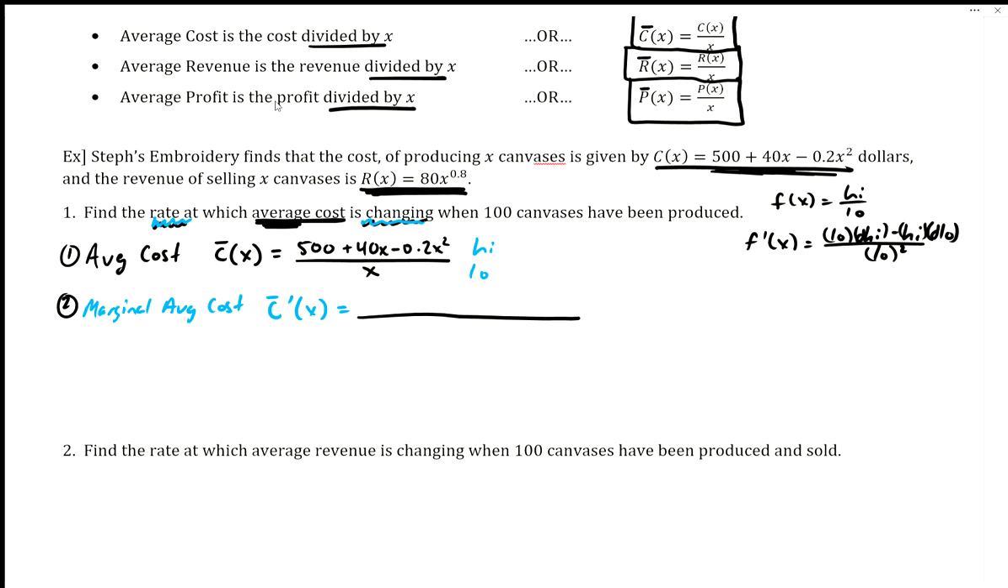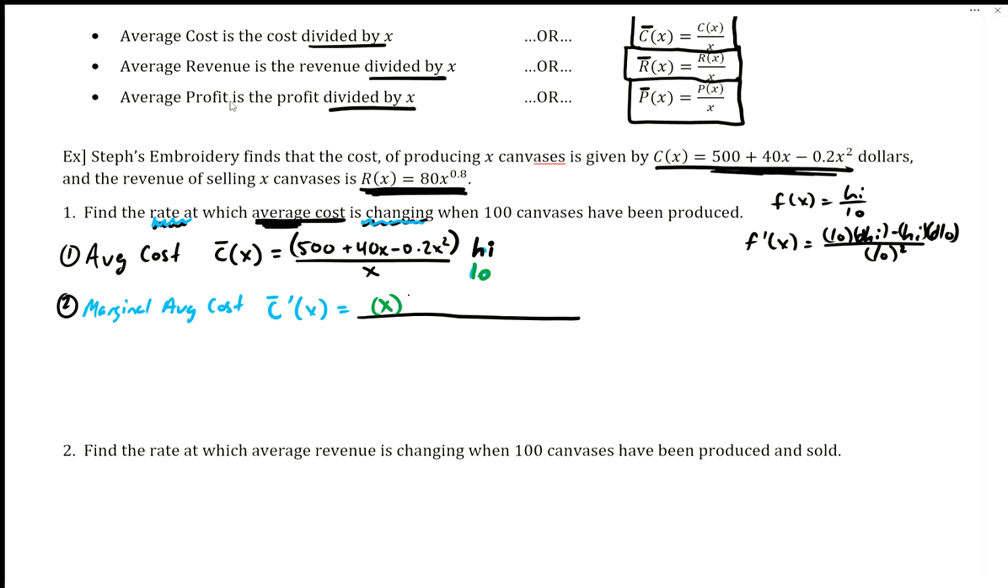All right, so let's do these. I'm going to do my colors. I'll do the black ink still. So I'm going to do high in the black ink, and then let's do low in the green ink. So it starts off low times the derivative of the high.